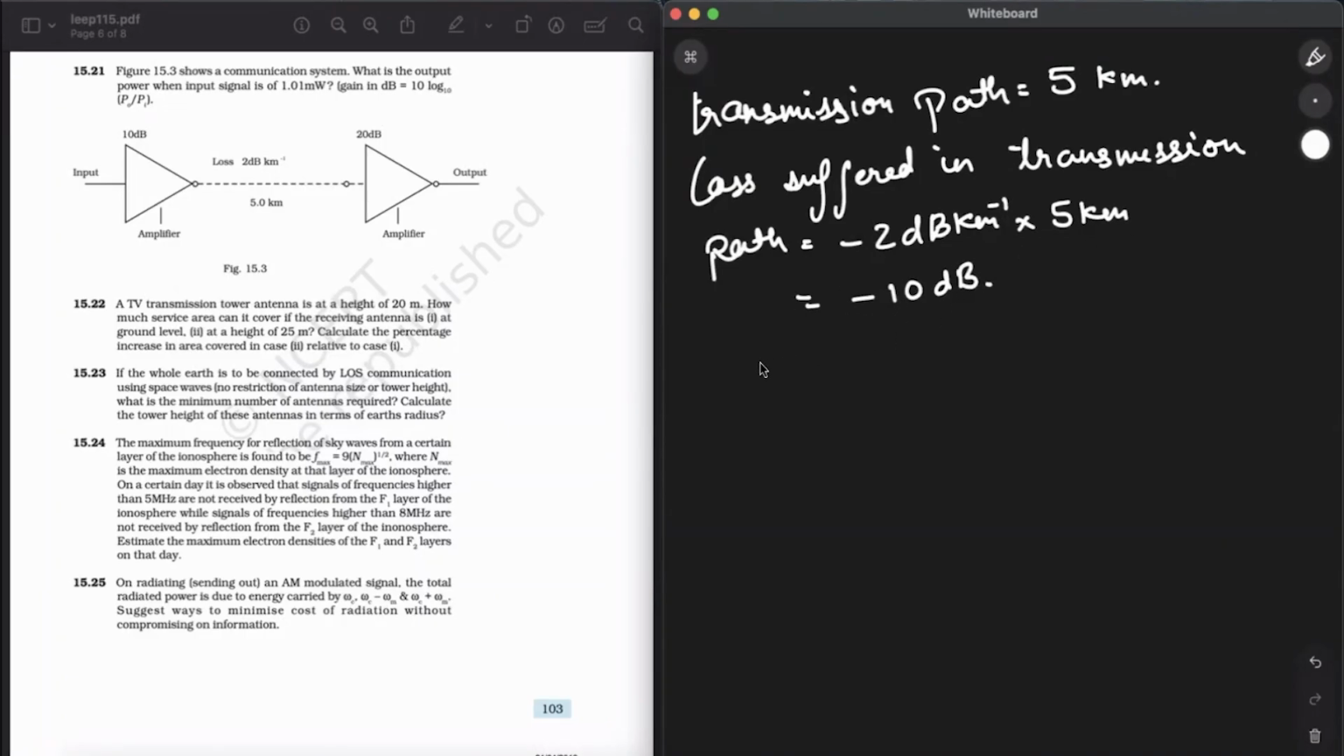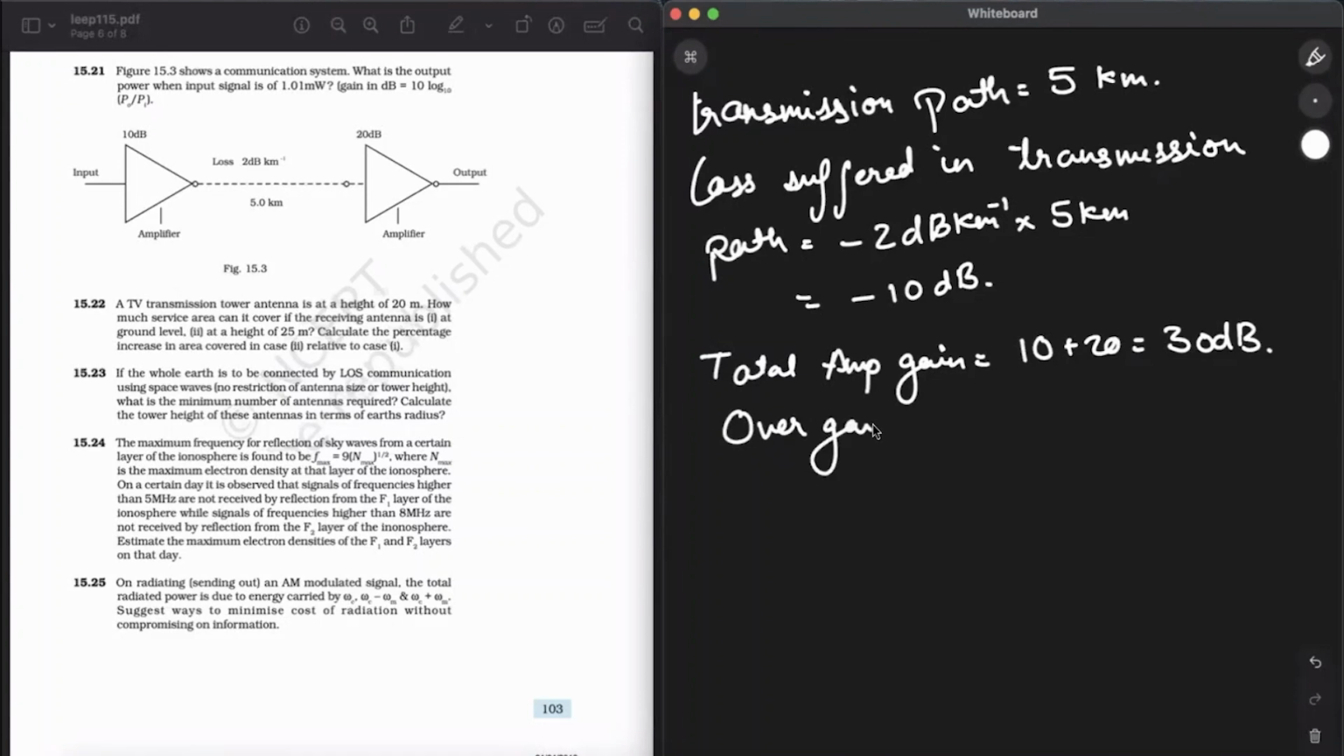Alright. Now, how much will the amplifier gain be? Total amplifier gain 10 plus 20 is equal to 30 dB. Okay. Overall gain of the signal: 30 minus 10, it is 20 dB.